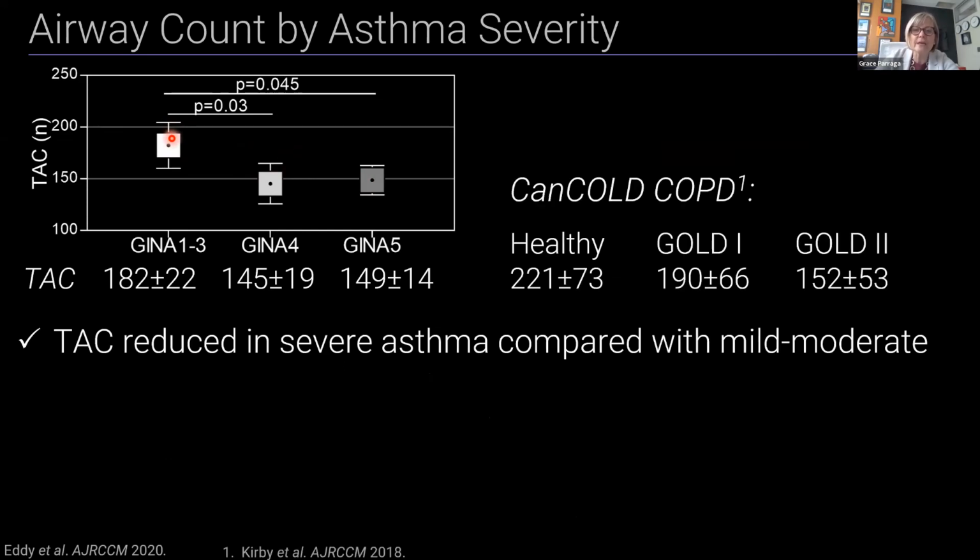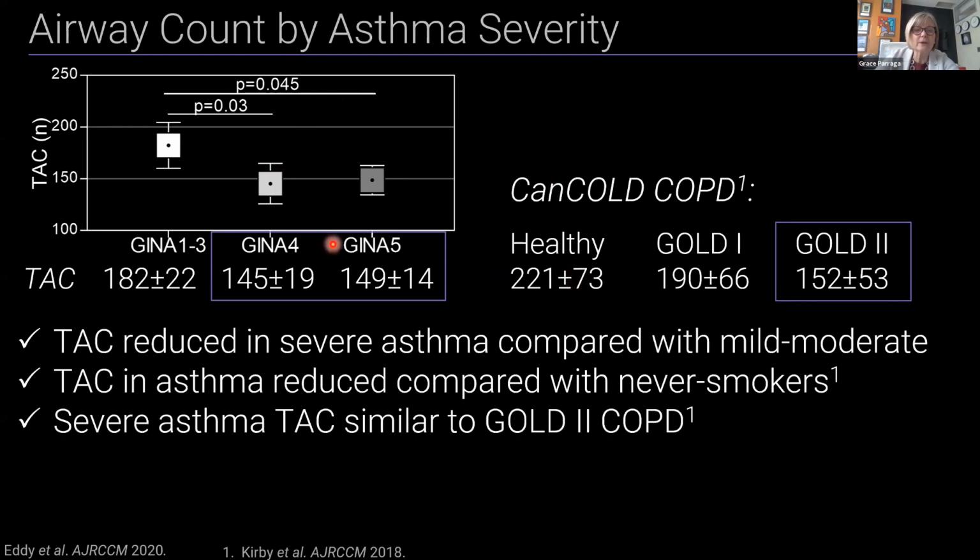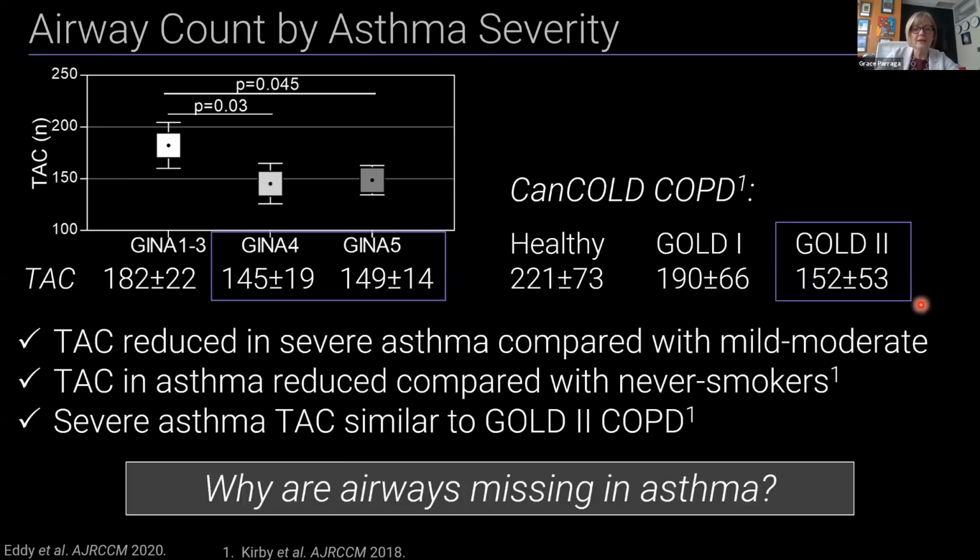But I think what's very concerning to me is that even in the GINA mild to moderate types 1 to 3, their total airway count is reduced as compared to healthy volunteers measured in the CAN-COLD study. And in severe asthma, these measurements are actually very similar to what we see in GOLD 2 COPD. So if that doesn't concern you, I think we need to think about why this is happening and how it's happening in asthma. And is this reversible? Because I think many of us think about asthma as a reversible remodeling airway event or mechanism. But if you have airways that are missing, it seems to me that that's not going to be highly reversible.